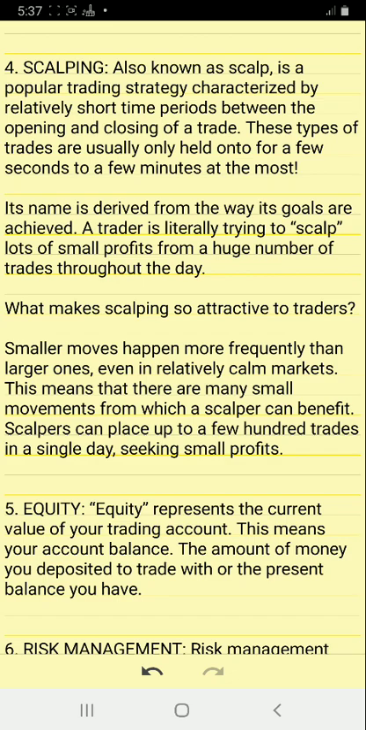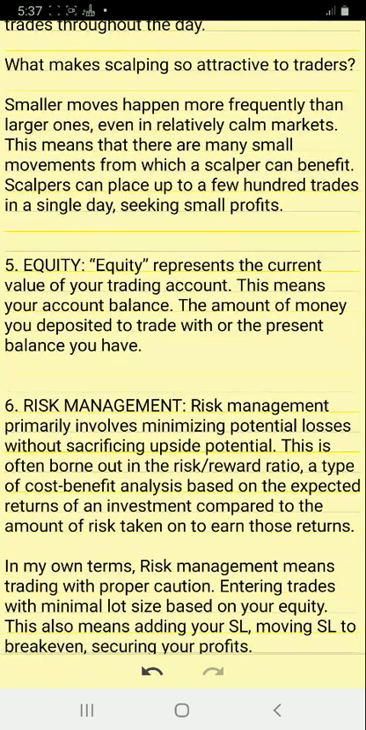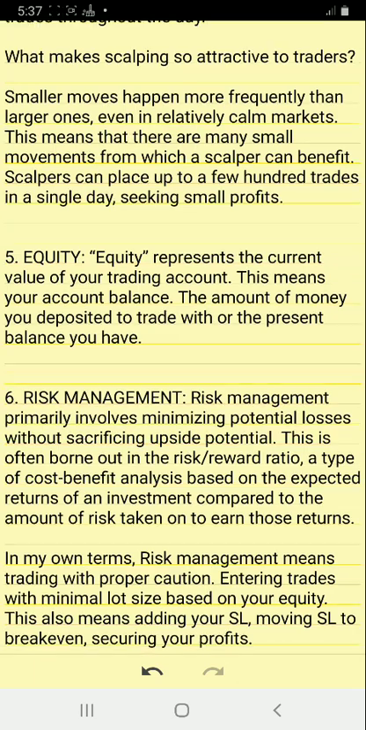All right, so the next one I share is the equity. Equity represents the amount of money you have in your account, the amount of money you deposit to trade with, or the present balance you have. That is your equity. Once you deposit your money, you will see it at the left hand side. It says equity. You will now see how much you have.